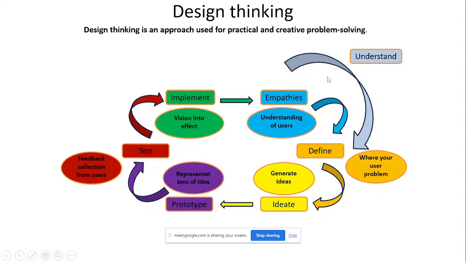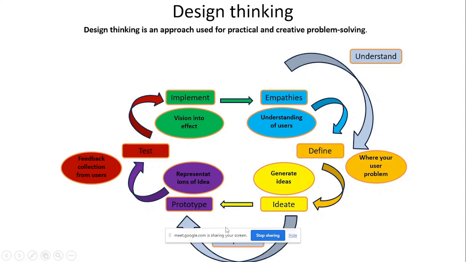Understand means here you see empathize and define. Empathize is what I know and what I don't know. From that question, I understand my users and define the problem. When I define the problem, I understand the total of my problems and my customer's problems. So those come under empathize and define. Those come under the understand phase.